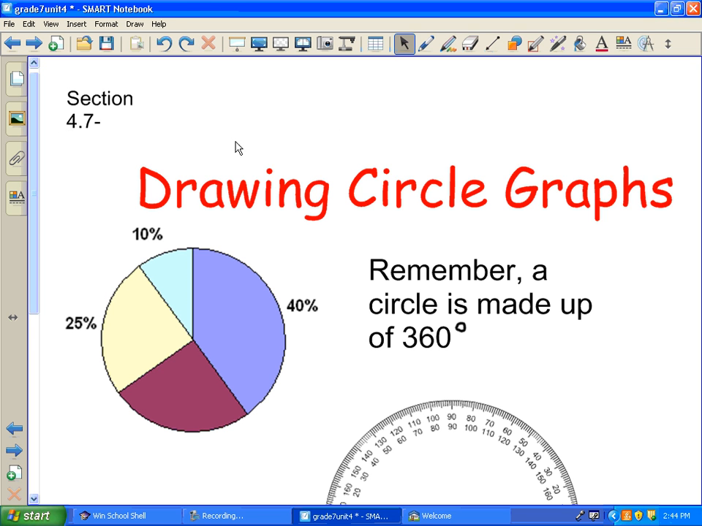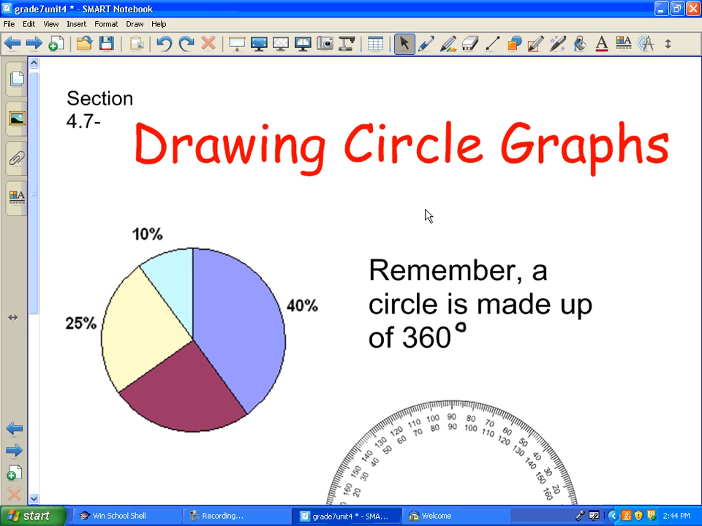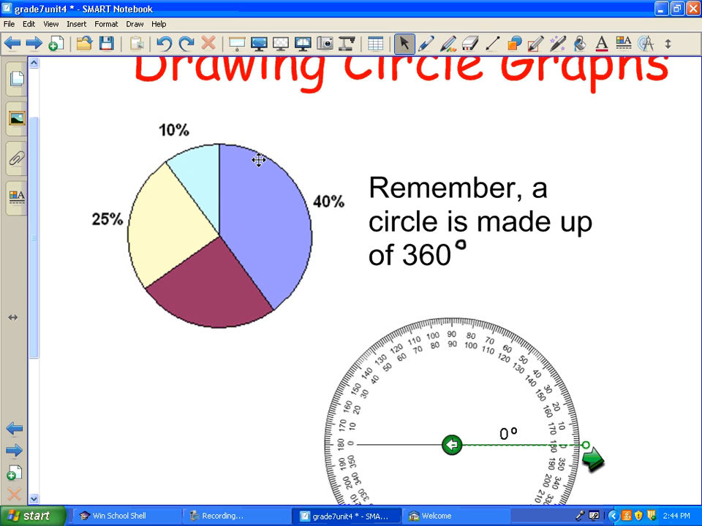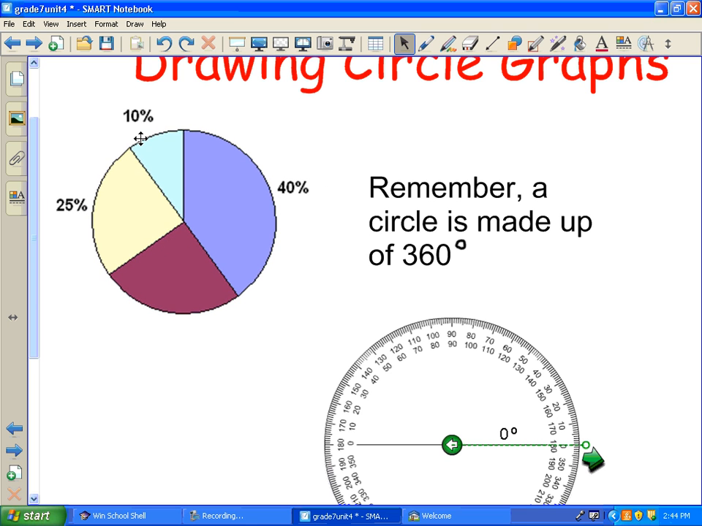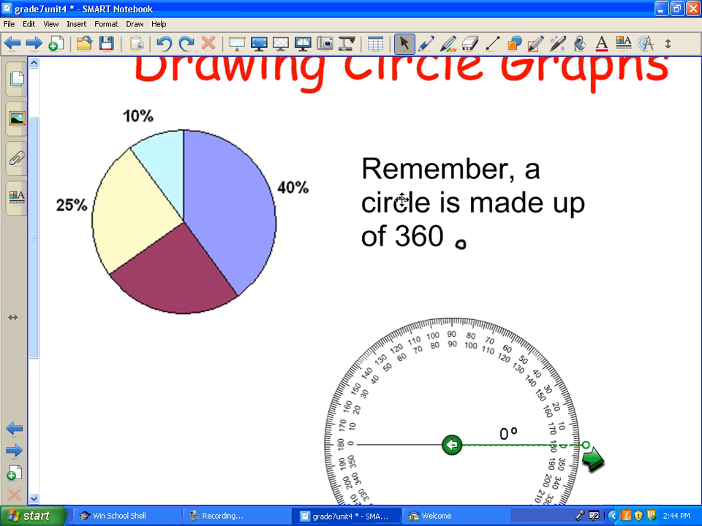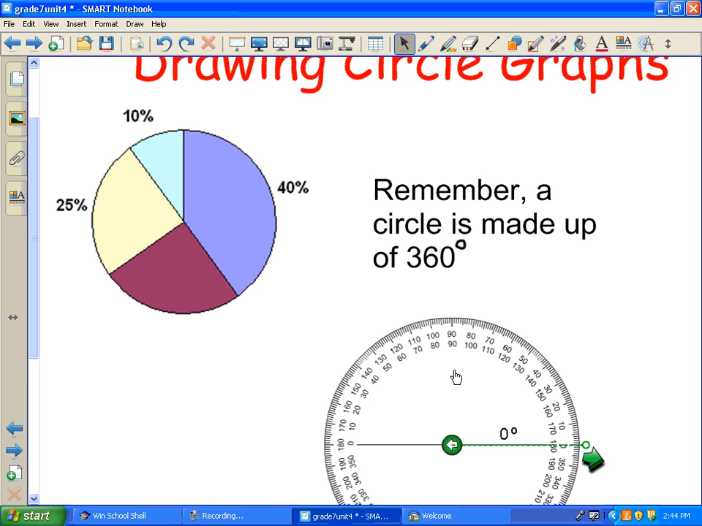Section 4.7, Drawing Circle Graphs. So we've got a circle graph here now, and we're given the percent. Now if we were to draw that on our own, we can't just draw 10%, we've got to know exactly what 10% of this circle actually is. But remember, a circle is made up of 360 degrees.